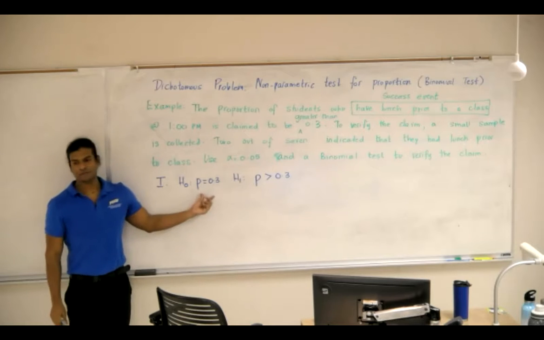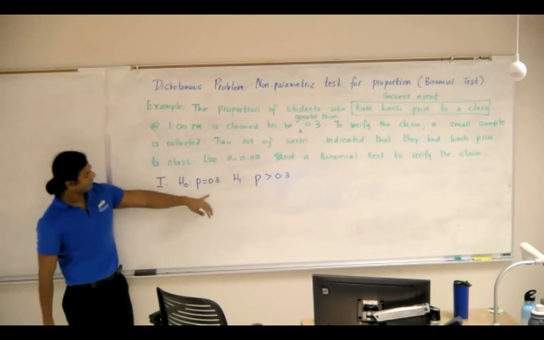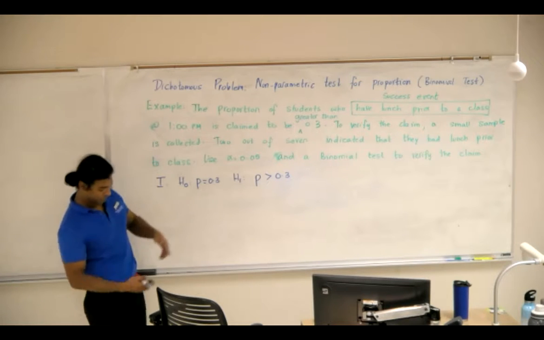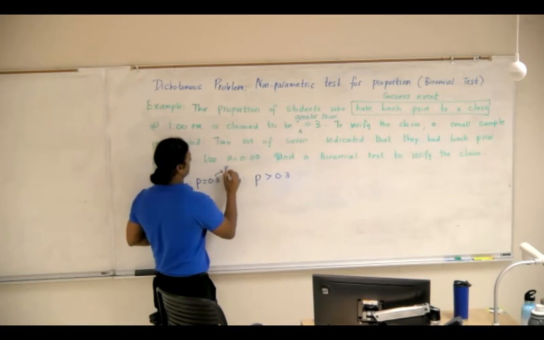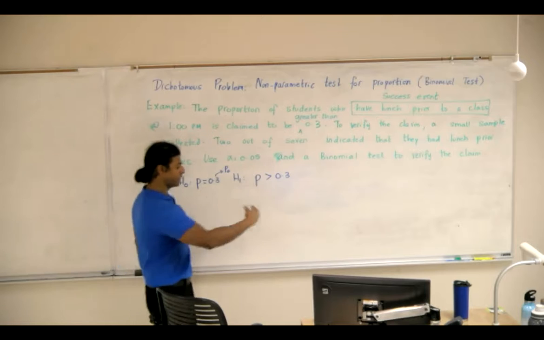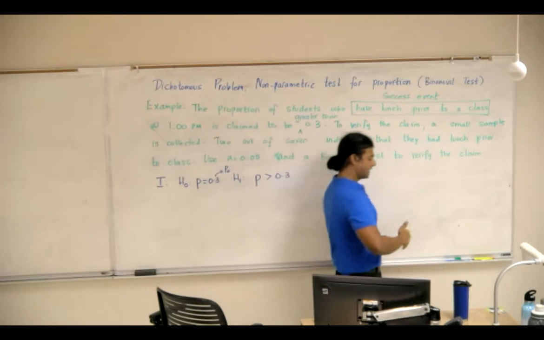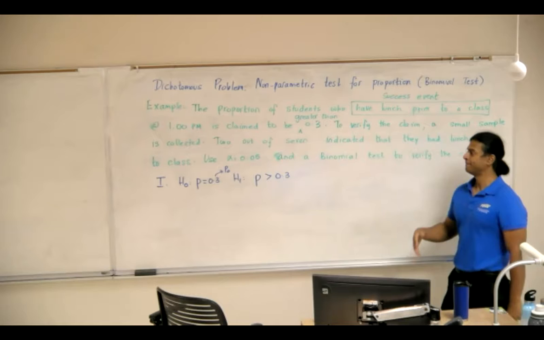We can also write the null as less than or equal to, but I'm sticking to the notation that the book uses. This value, 0.3, is P naught. P naught simply means that would be your reference value. Relative to the reference is how we're going to verify the test.